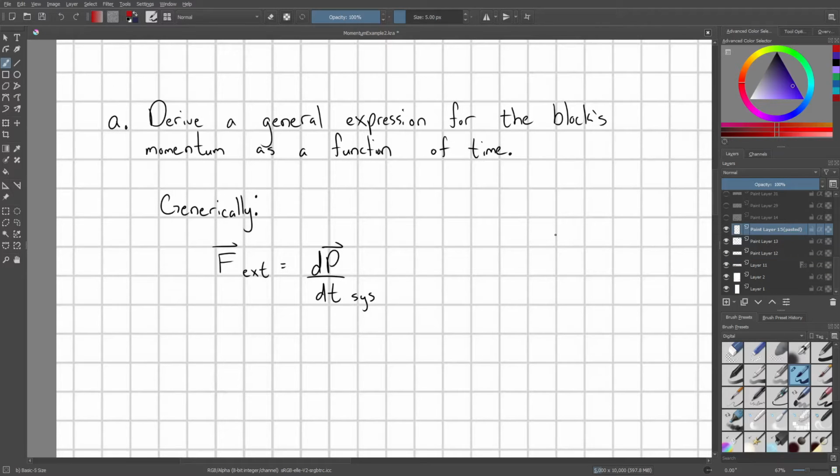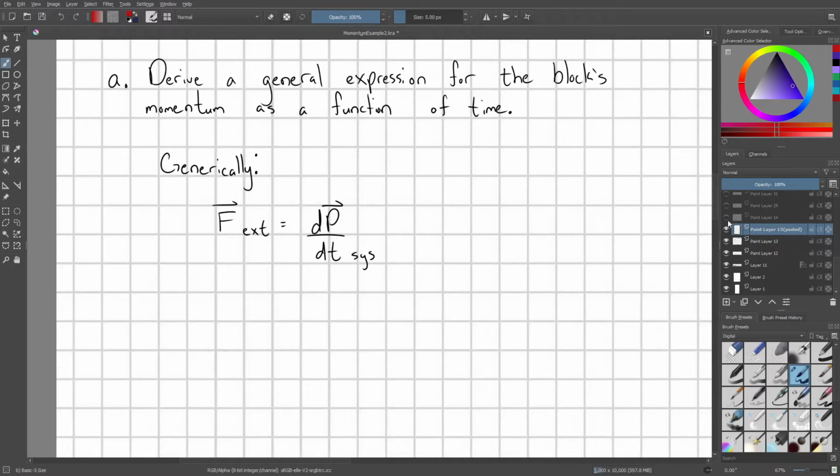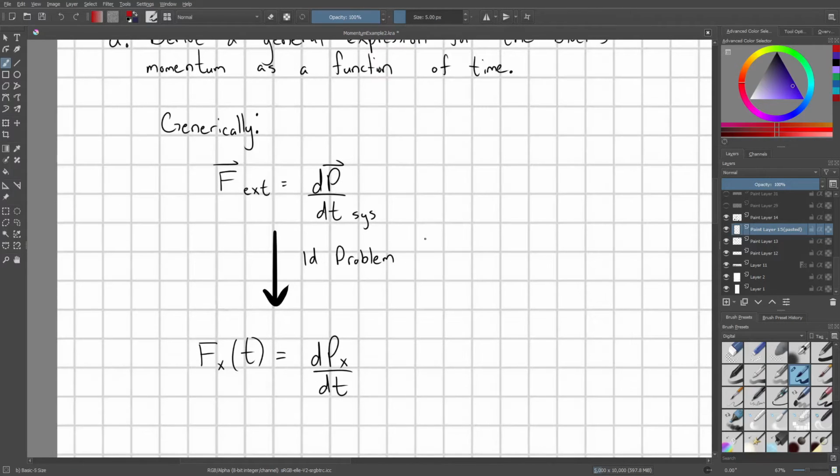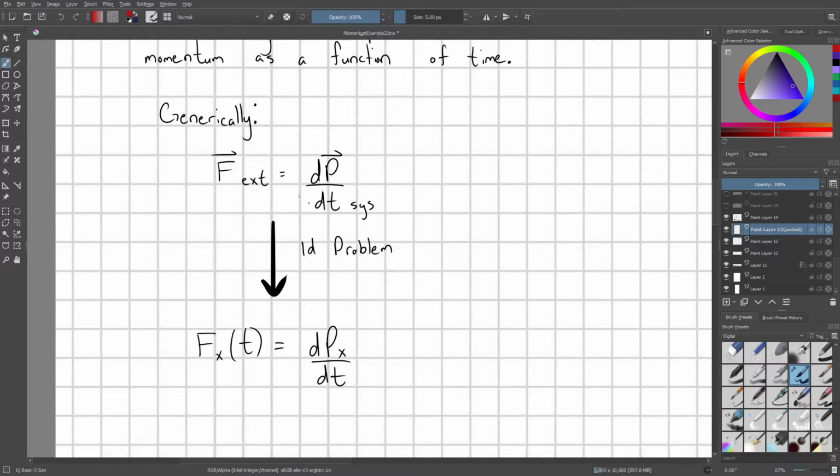So for part A, we want to derive an expression for the block's momentum as a function of time. So remember, generically, we already proved that the net external force acting on a system is responsible for the rate of change of that system's momentum with respect to time. That's what that statement right here means. So we have a one-dimensional problem, right? We only have our force acting in the x direction. I can go ahead and drop my vector symbol because of this. This is just an Fx problem.